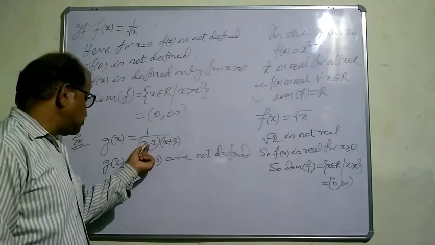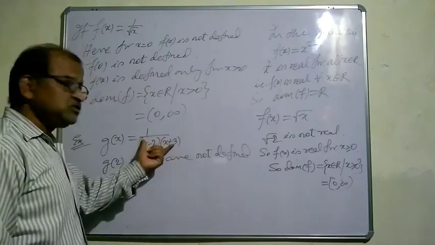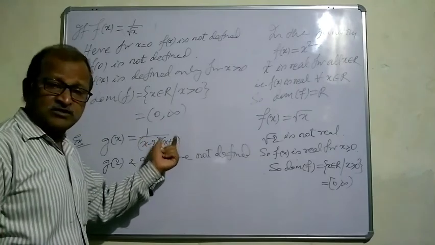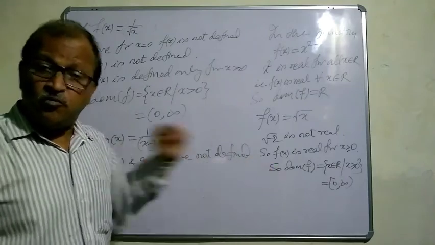For x equal to 2, it is 2 minus 2, which means 0. The total will be 0 in the denominator. Similarly, for x equal to minus 3, it is also 0. So the function is not defined at these two points.